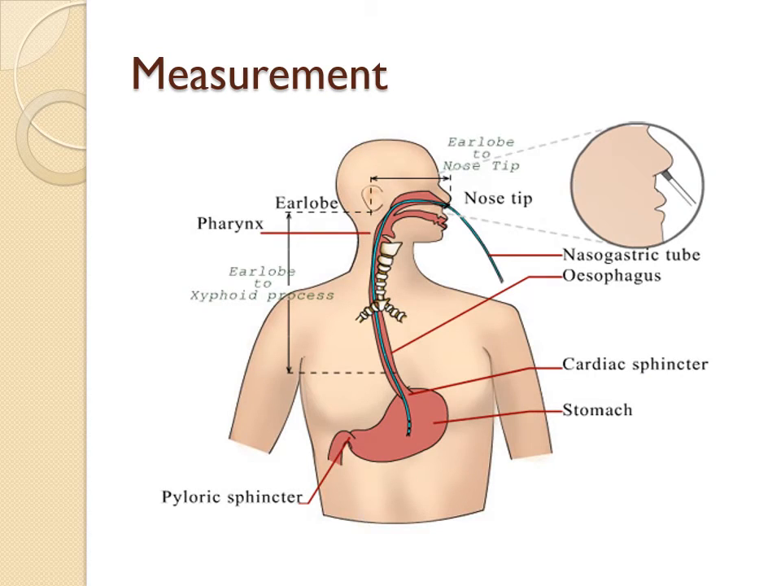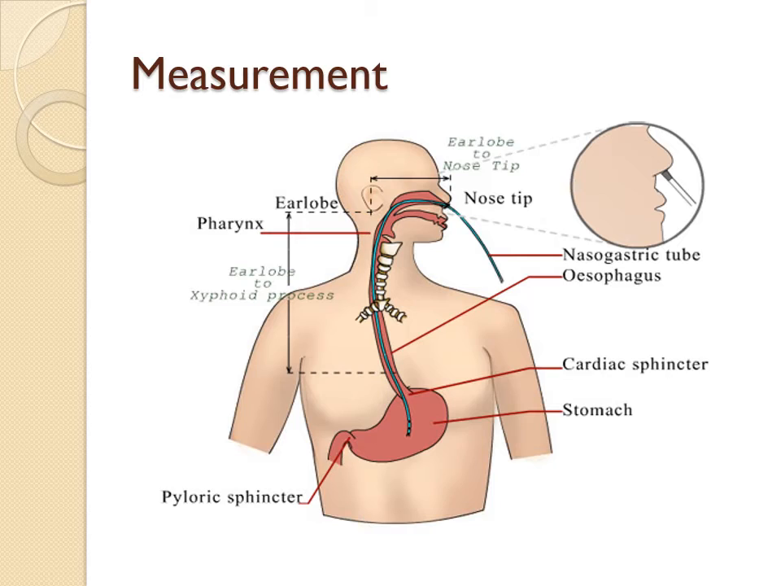Next, when you're going to measure the tube, depending upon your facility, most will tell you from the nose tip to the earlobe, from the earlobe down to the xiphoid process. Then add anywhere from 1 to 3 inches. The average adult length when you are looking at it is about 22 to 26 inches for the length of the tube, or roughly 55 to 66 centimeters.